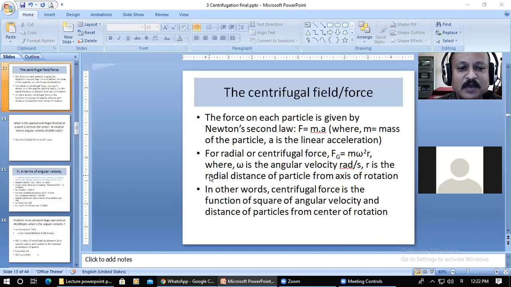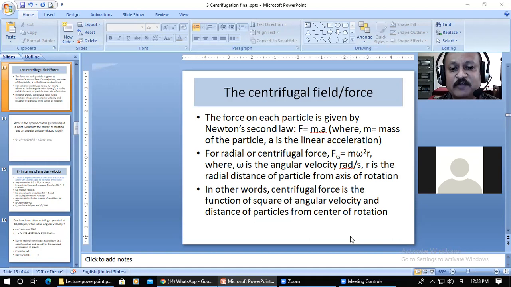Okay, then we come to another important aspect of the centrifugal force. We already know that force is equal to mass into acceleration, isn't it? Now, if it is centrifugal force, and since it is a radial kind of force, the motion of the particles is in a circular form, and therefore this force, which is denoted by Fg, is equal to mass into acceleration. But here the acceleration actually includes the term angular velocity. Angular velocity is omega, right? And this omega is represented in radian per second.